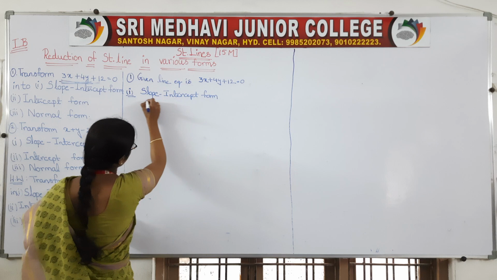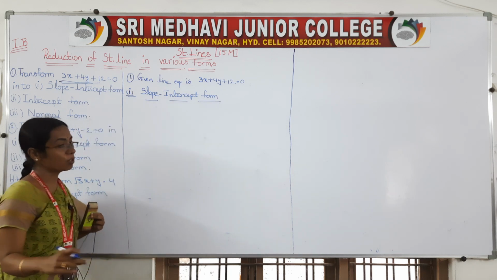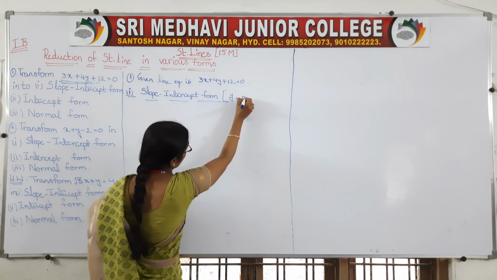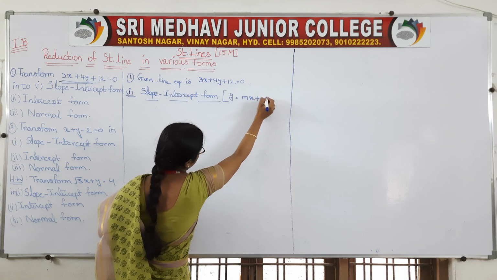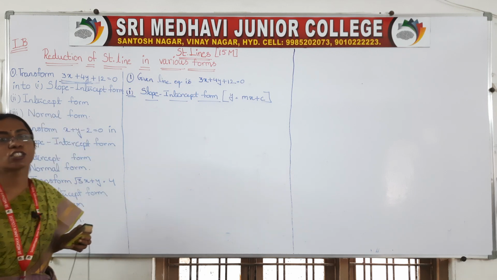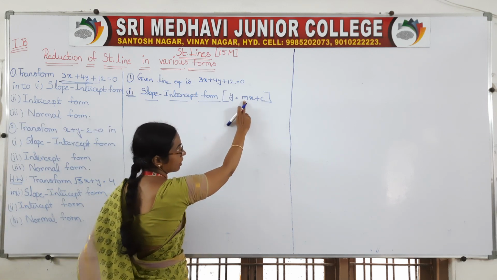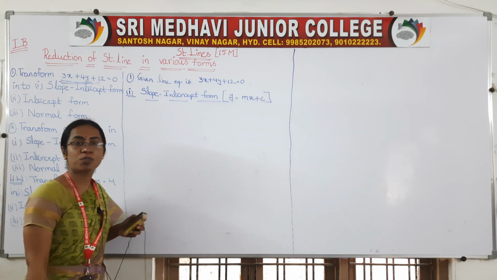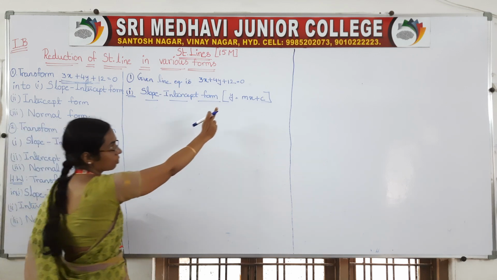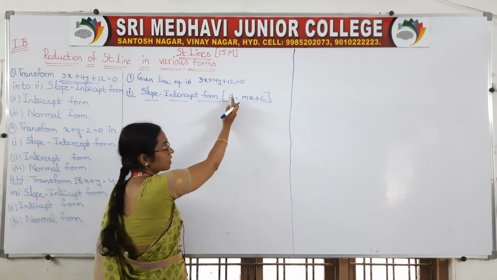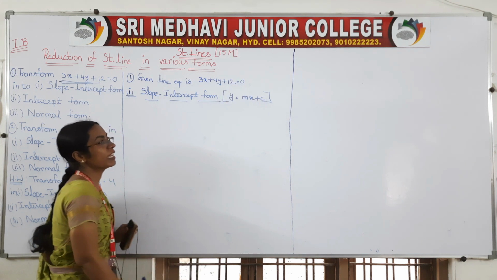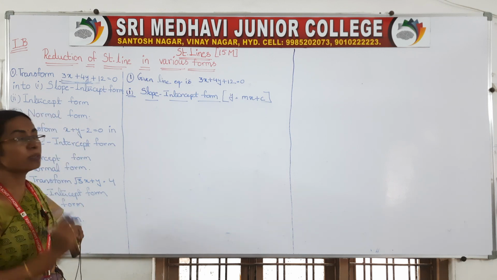This is the first form. I already explained that the slope intercept form line equation will be y is equal to mx plus c. If any line is in this form, then we can say it is in slope intercept form. Why? This is your slope and this is the y intercept. So we have to convert the given equation into this form. How? The left side only y should be there, and the right side x term and constant should be there. Then we can say that it is slope intercept form.